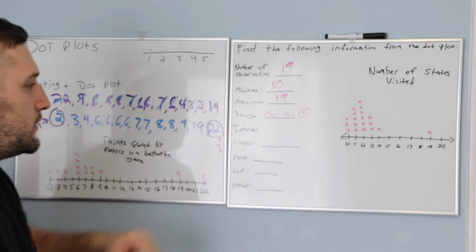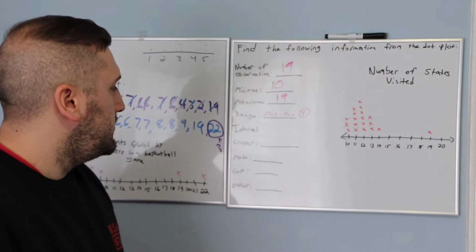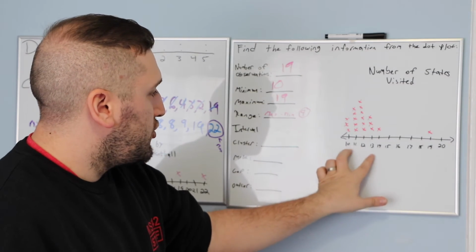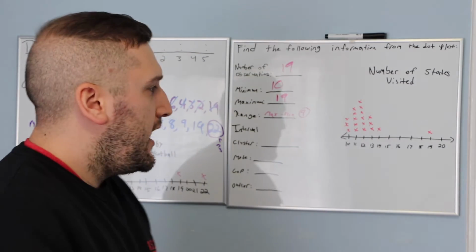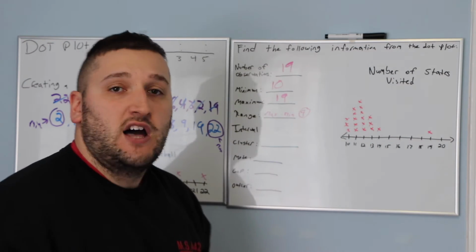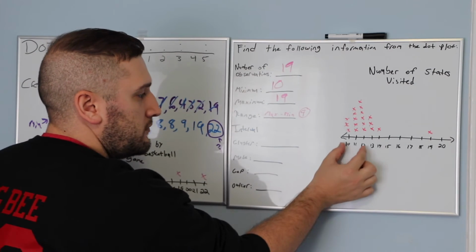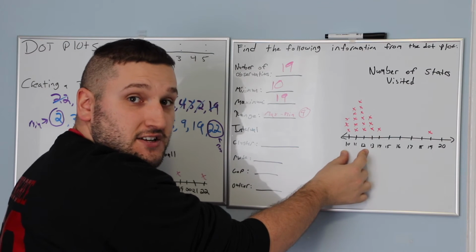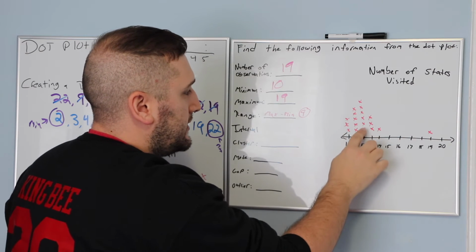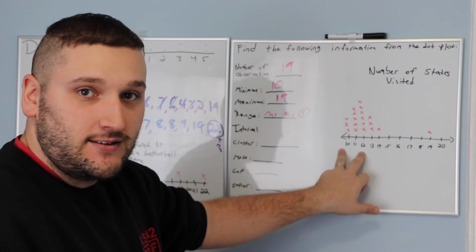Interval. There's no real interval here that I'm asking you about. I just wanted to talk about what the word interval means. Interval is when you take two of your points on your number line. For example, if I asked you how many students visited states in the interval of 10 to 12, the interval means I'm looking at just 10 to 12. So I would have 3, 8, and 6 more, which is 14. So I would have 14 students in that interval.